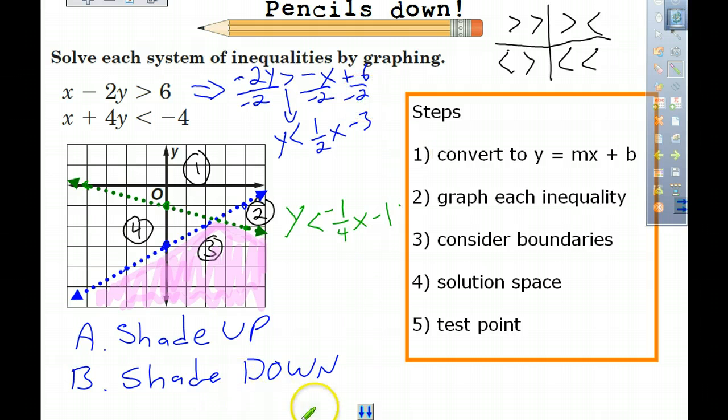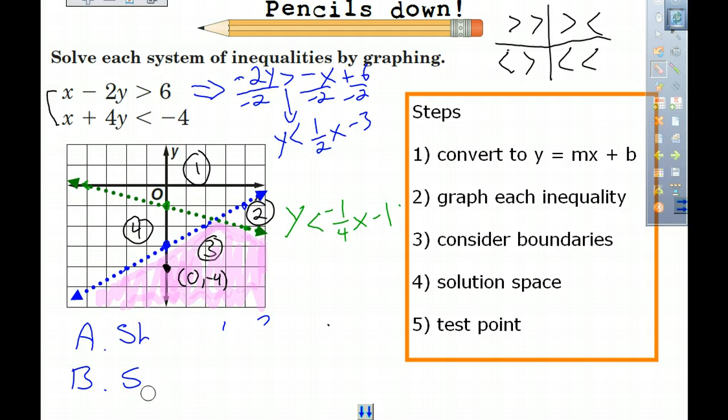How do we know for sure? Check. What point could you check? Something in the shaded region. Don't use 0, 0. You have to check something in the shaded region. How about this one, 0, negative 4? When you plug it into the original inequalities, you get 2 true statements. You'll know for a fact before you turn it in whether it's correct or not.